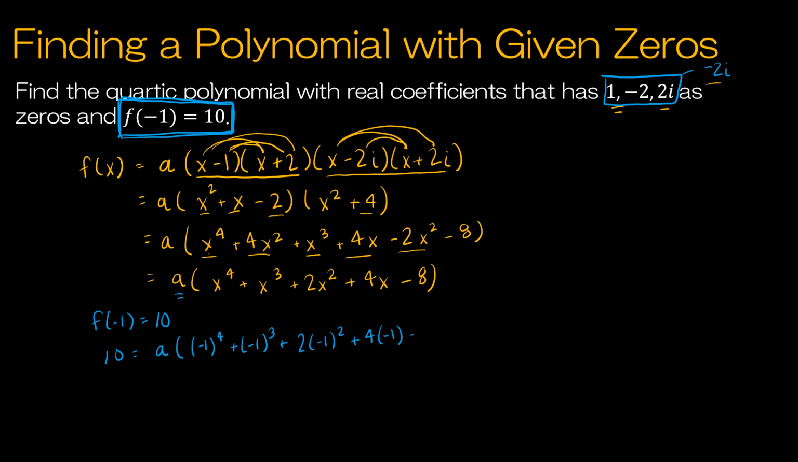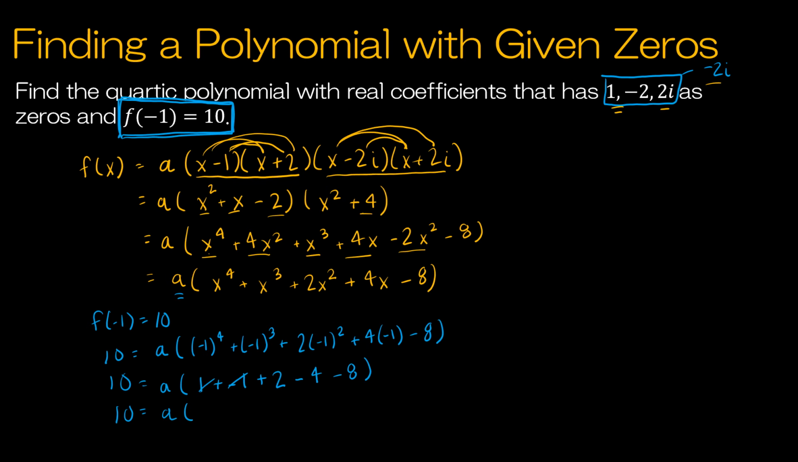And then I'm simply going to evaluate. So I get 10 is equal to a, negative 1 to the 4th is positive 1, negative 1 to the 3rd is negative 1. 2 times negative 1 squared. Negative 1 squared is positive 1, so that's plus 2. I have 4 times negative 1, so that's minus 4, and then I've got minus 8. And if I combine all of those together, 1 and negative 1 cancel. 2 minus 4 is negative 2, minus 8 is negative 10.